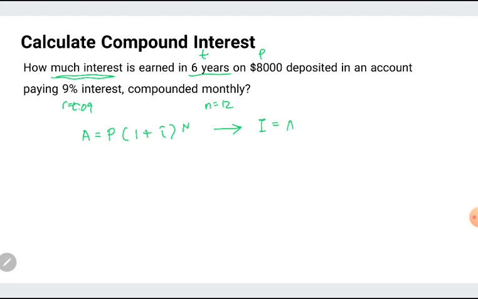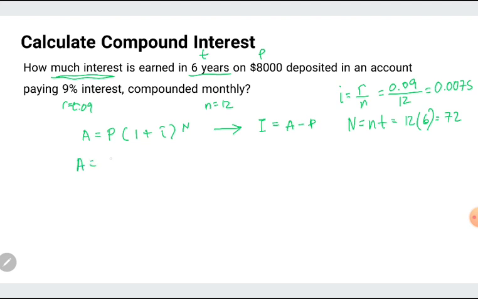Interest is A minus P. We are solving for the interest, not the interest rate, rather, sorry. Let's compute for the I. I is R over N, so 0.09 divided by N, which is 12. That would be 0.0075. Big N is N times T. N is 12, and T, how many years? 6, so 72.